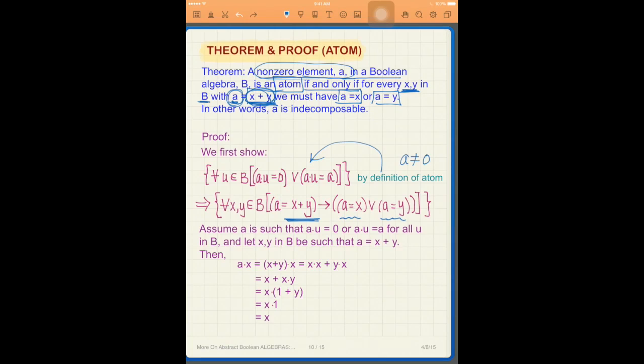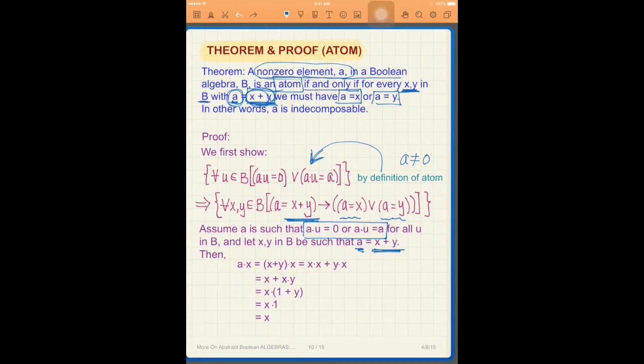So what we can do is assume that A is an atom such that A times U is equal to 0 or A times U is equal to A. So I've just picked on that assumption part here, for all elements in B that you multiply the atom with, and let x and y be 2 elements that you take out of B and add them up. So you're going to add them up and set it equal to the value of your atom. Then what do you get?